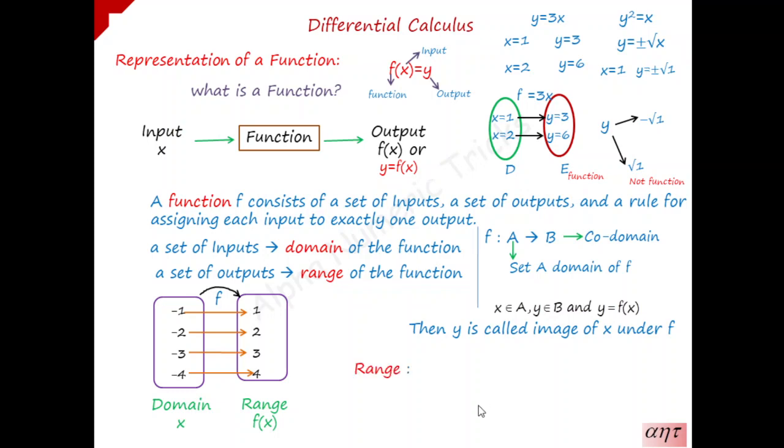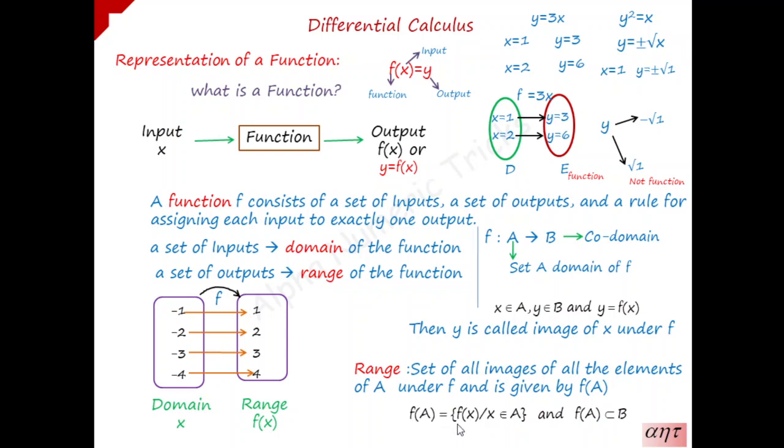Now we will see what a range is. The set of all images of all the elements of A under f is called the range of the function, and is denoted by f of A. So f of A is equal to the set of all f of x such that x belongs to A, and f of A is contained in B.